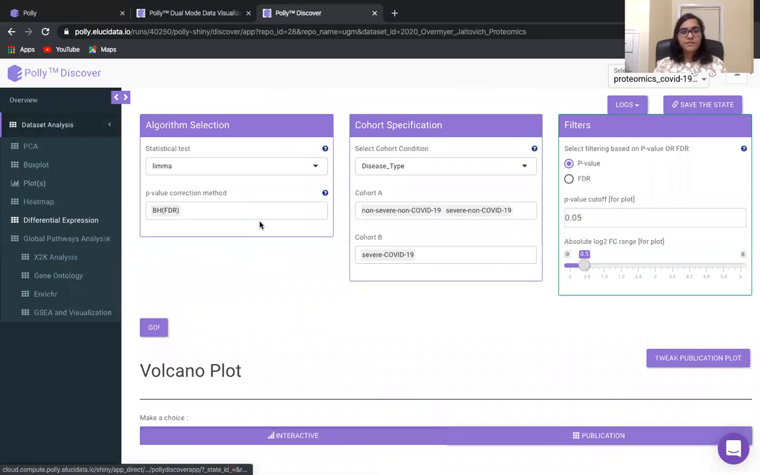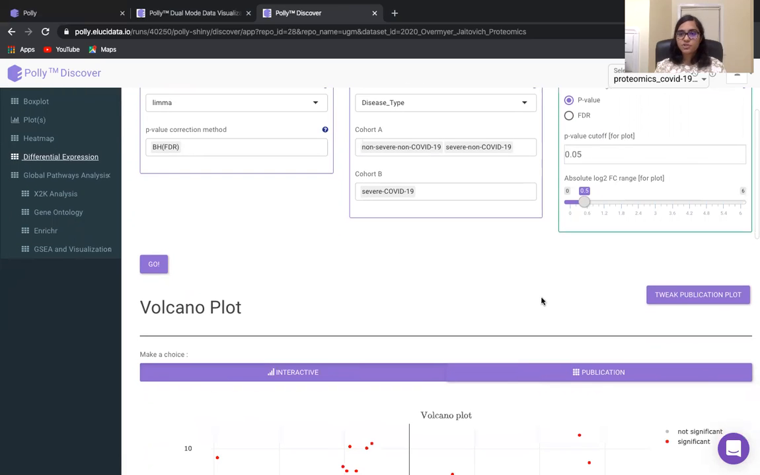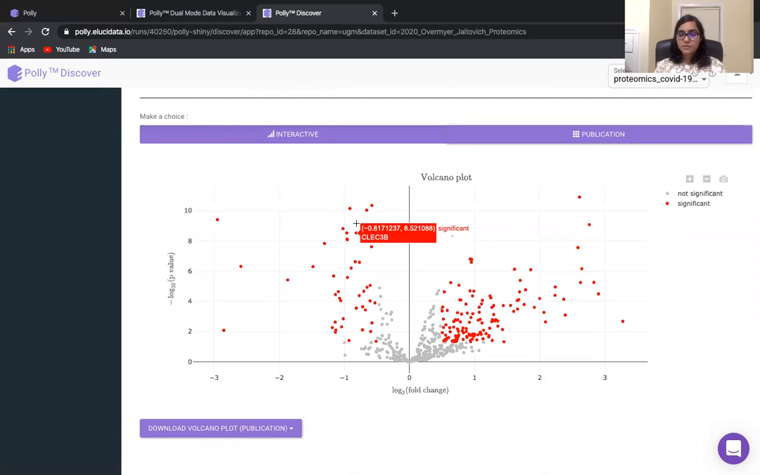Now, let's go to differential expression. Here I am comparing non-COVID-19 biological cohorts in these data, which are non-severe non-COVID-19 and severe COVID-19, with the severe COVID-19 patients. The results of these analyses will give me which proteins are differentially expressed in severe COVID-19 and can be potential markers. So I'm selecting some parameters, my p-value cutoff, as well as my log2 fold change cutoff for my differential analyses. I can run these analyses, and I can see a list of proteins in this volcano plot.